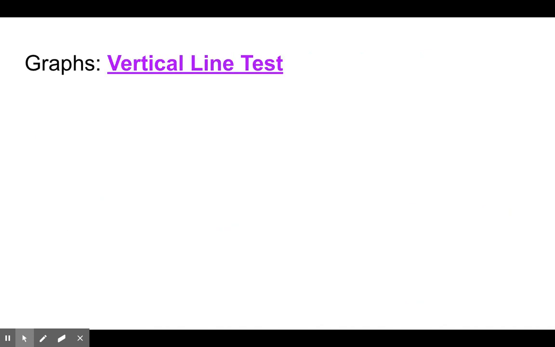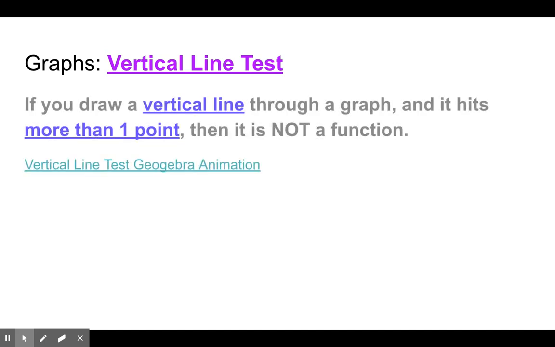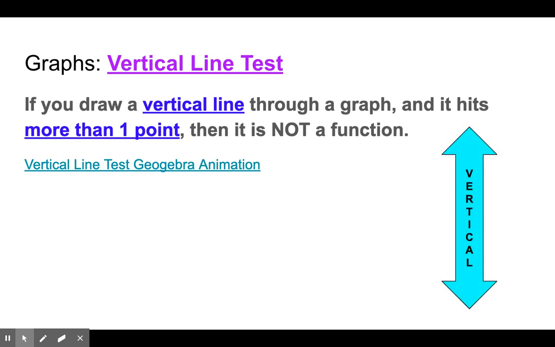When we look at graphs, we have a test that we can do. It's called the vertical line test. A vertical line test is this: if you draw a vertical line through a graph and it hits more than one point, then it is not a function. This is a vertical line, so it goes up and down. I'm going to share an animation with you real quickly.